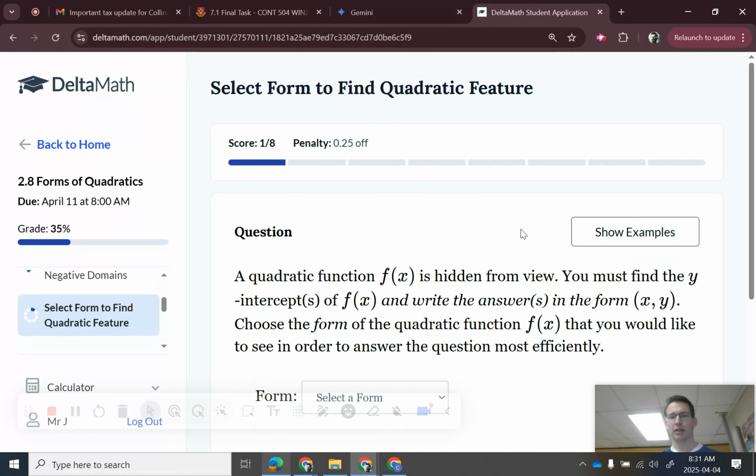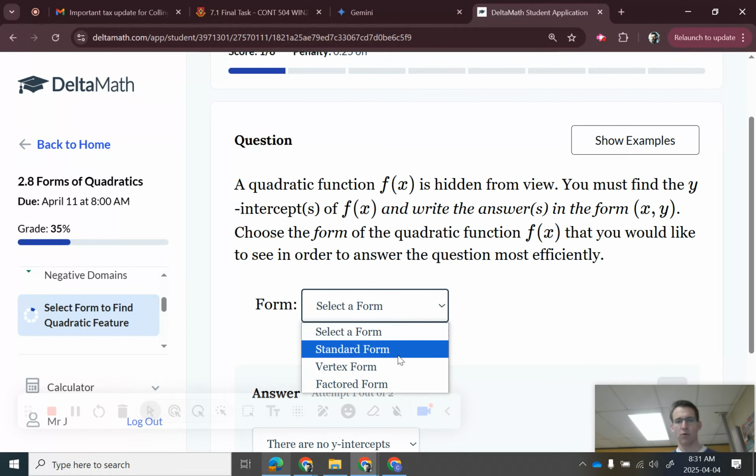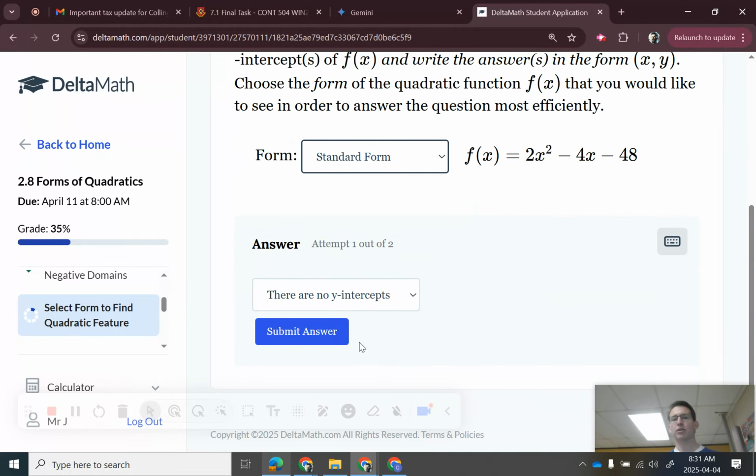Next one. So I want the y-intercept of f(x), and I want to write it as a point (x, y). What type of form of quadratic should I look at to find the y-intercept most efficiently? Standard form. So let's go. Standard form tells me that. What's the y-intercept here for this standard form quadratic?